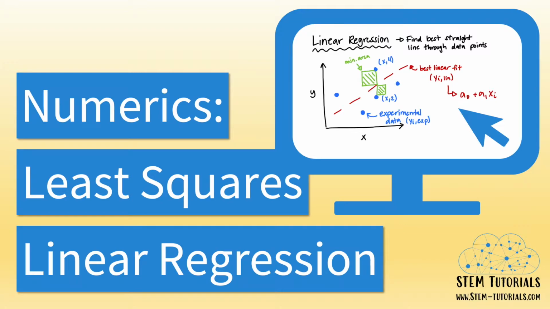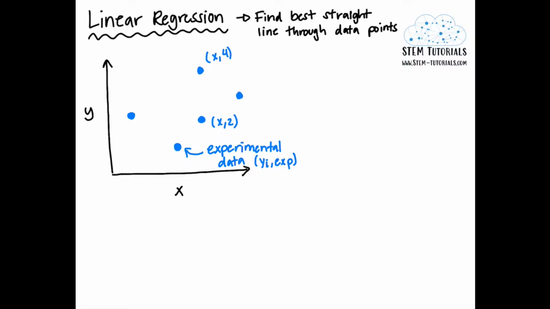Today we'll be looking at the least squares approximation, in particular linear regression. So let's get started. As you may have heard, the goal of linear regression is to find the best straight line through a set of data points. Here we've plotted various experimental data points on an XY axis, and we want to figure out where a line needs to be to best describe the data we see here.